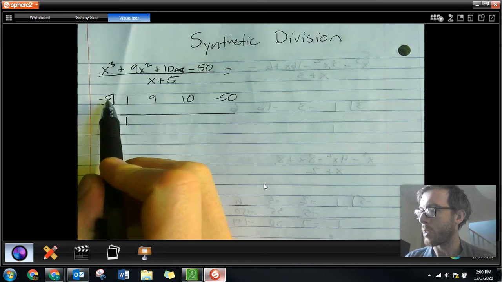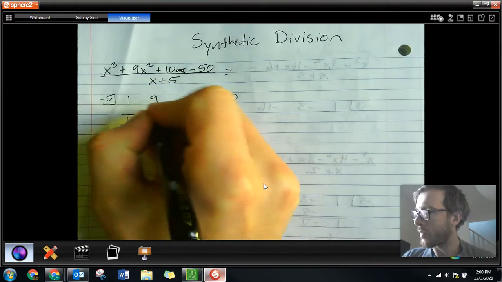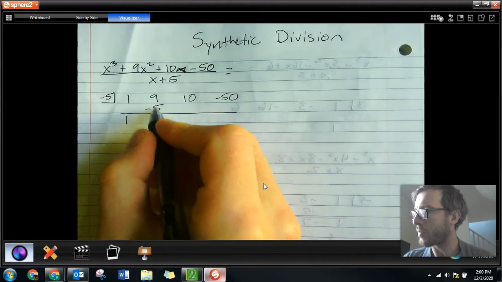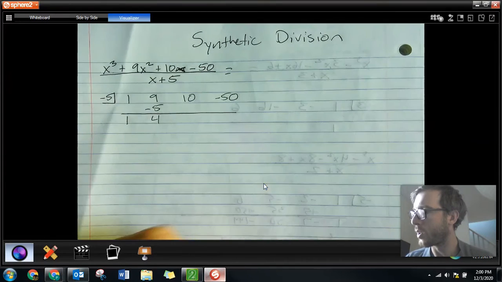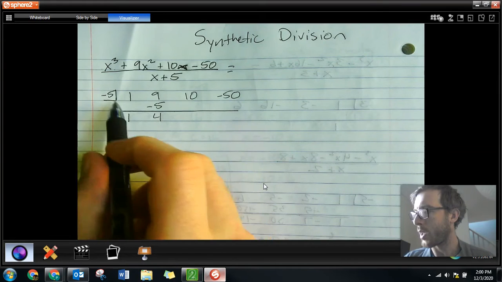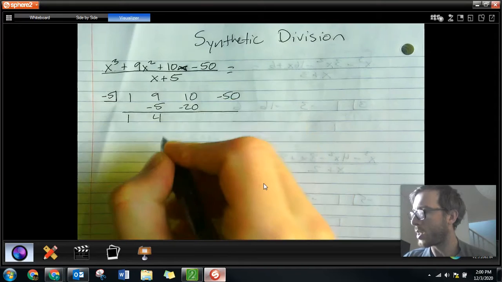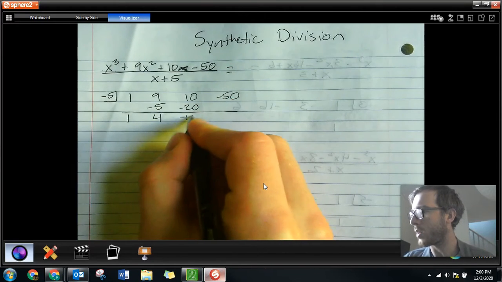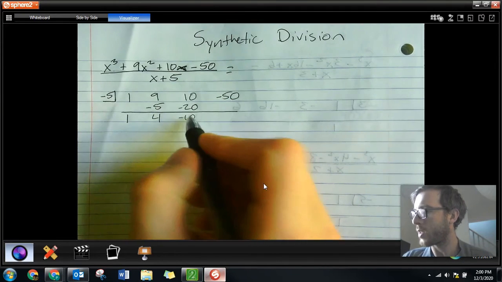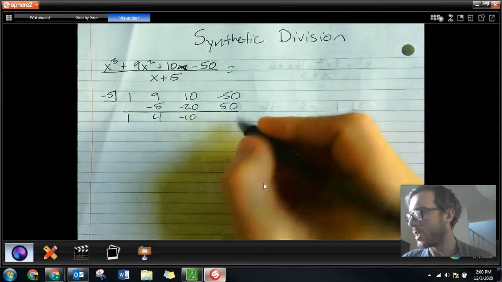So first thing I'm going to do is take my negative 5, multiply it by 1. That's negative 5. Now, 9 minus 5, that's 4. And so that's what goes here. And once again, we multiply out what's left by negative 5. So that's negative 20. 10 minus 20 is negative 10. Negative 5 times negative 10 is 50. And then negative 50 plus 50 is 0.